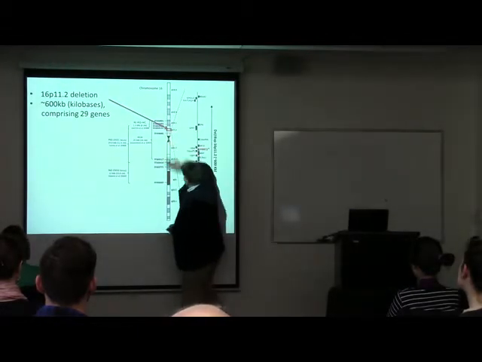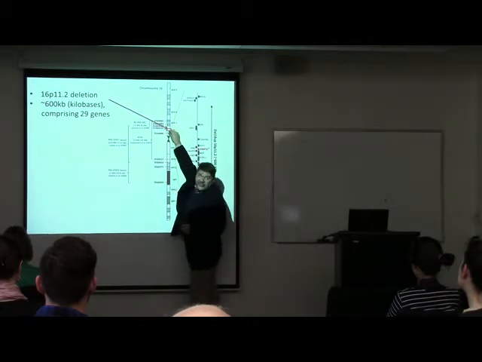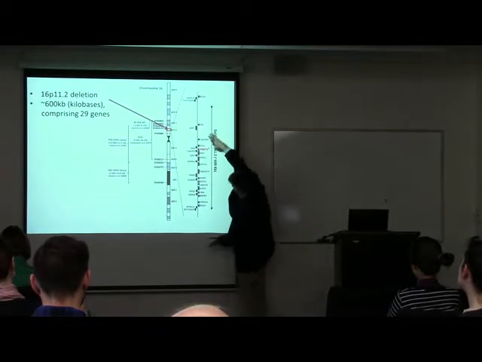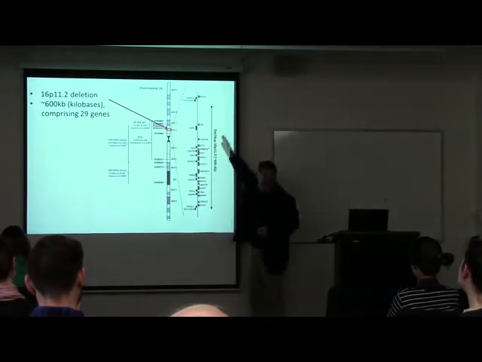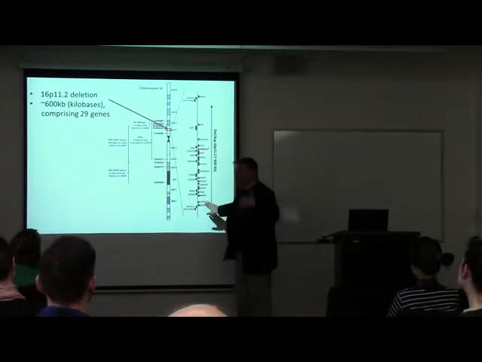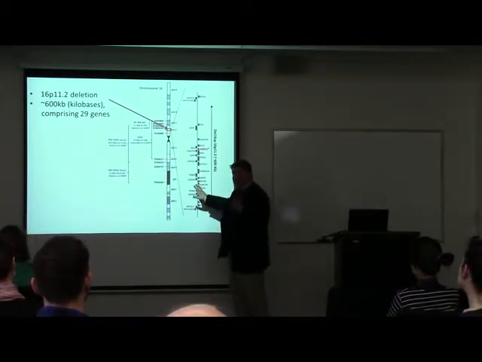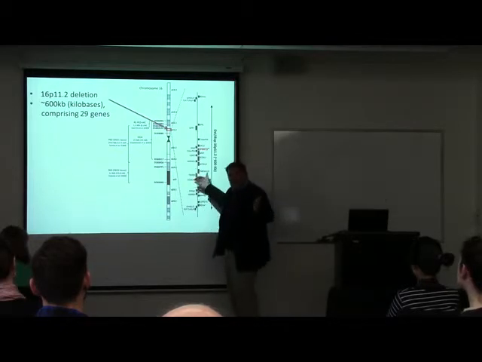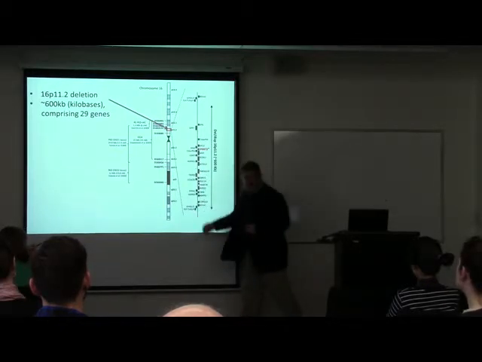So this is a cartoon of the chromosome. This is the region, the 16p region that's deleted. And this is that region sort of exploded. There are 29 genes in that area. Okay? There are certainly single gene mutations that are associated with ASD. We're looking at copy number variations that may include many more genes in a region.